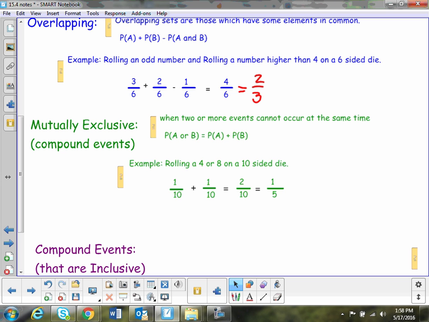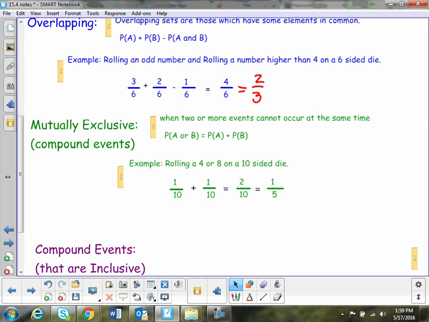So how many 4s are there on a 10-sided die? 1 out of 10. That's the event A, the 4. How many 8s are there? 1 out of 10. So you add those two together. So this is mutually exclusive, meaning it can't happen at once.